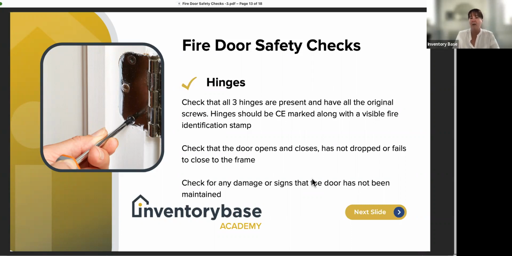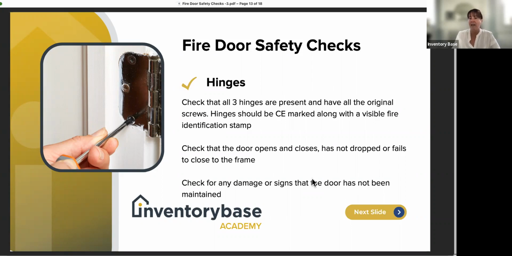Also, with the hinges, make sure that the door opens and closes and it doesn't drop or fall or be too close to the frame. So you've got different gaps, like we were saying when we were measuring the gaps. This means then the door is fitted properly. So if it's slightly off, or it's catching on the floor, or if it's not fitting to the frame correctly, then that would need investigation. That would need a specialist to come in and organise to get that sorted, either replaced or repaired.